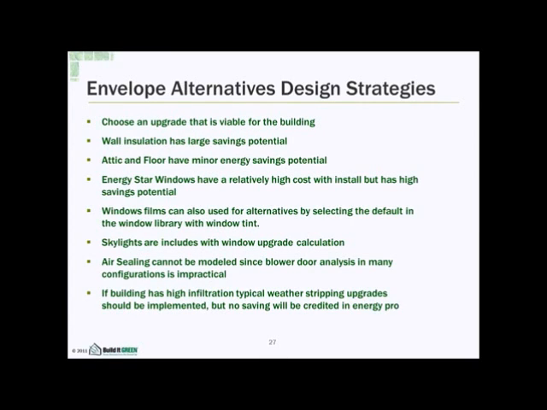So it's just some alternative design strategies. You want to choose an upgrade that's viable for the building, something that will work for the building and not just do it for the sake of an upgrade. Wall insulation has the biggest savings potential that I've seen. Attic and floors have relatively minor energy savings potential. I know Manual J shows me huge load reductions, but with EnergyPro, it pretty much looks at insulation improvement as it relates to the HVAC systems.